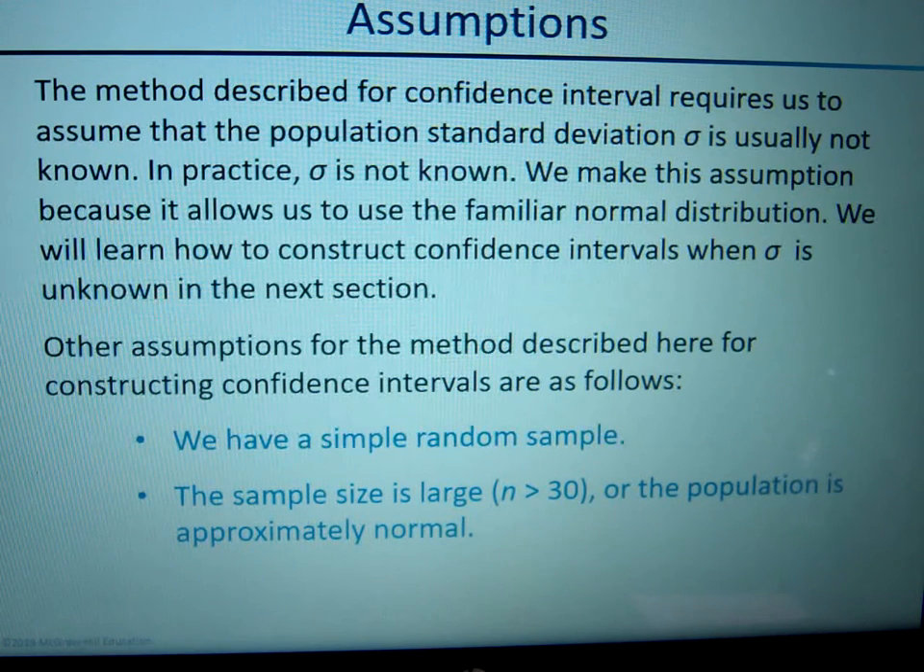So for now, other assumptions that we use for the method described here for constructing a confidence interval are as follows. We are assuming that we have a simple random sample. So when we do this, we're already saying, people check this out, it's a simple random sample. And we are saying that the sample size is either greater than 30 or we know that the population is approximately normal, one of the two.